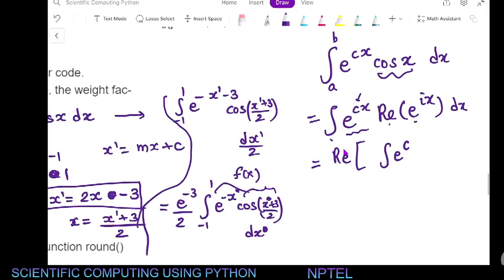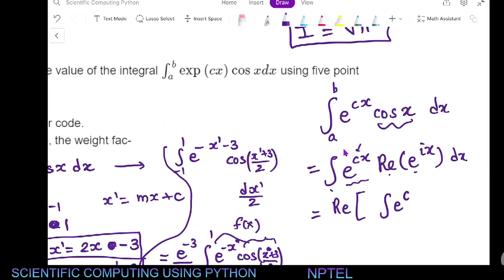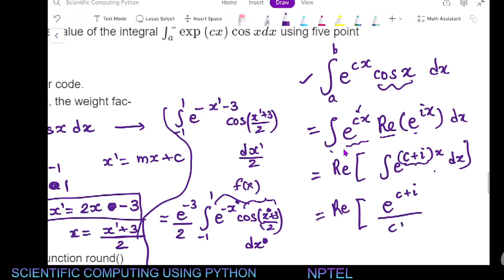Anyways, as I was saying, these types of integrals can be evaluated. So we can take the real part out. So this becomes the integral of e to the power c plus i, x dx. And this we can do, right? Imagine this as a real number, even though it is not, but that's alright. So this is going to be e to the power c plus i x divided by c plus i, from some limit a to b.